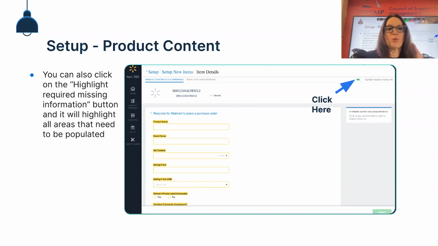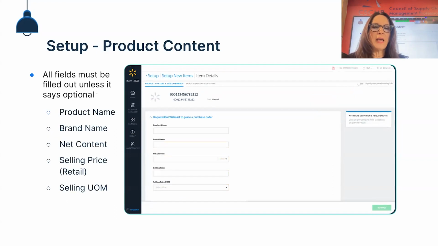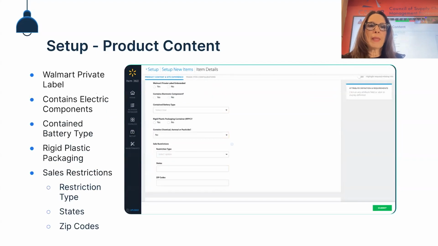So you'll go through product name, brand name, net content, all of the specific things that are unique to your item. And so there are 2 pages. If you have downloaded the sheet, in the sheet there are two tabs. One of them is product content and item experience, site experience, and the other one is trade item configuration. Product content and site experience is all about what the customer sees.